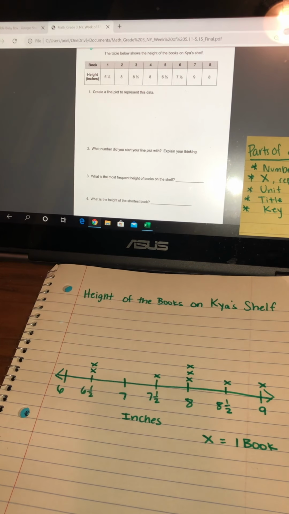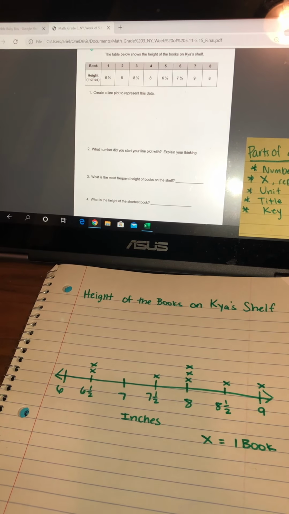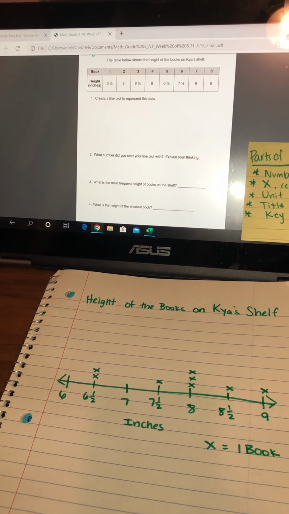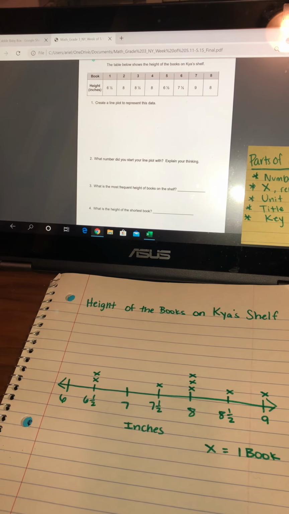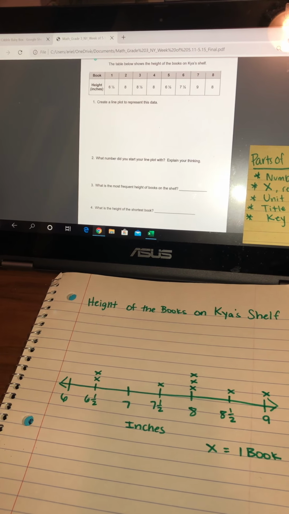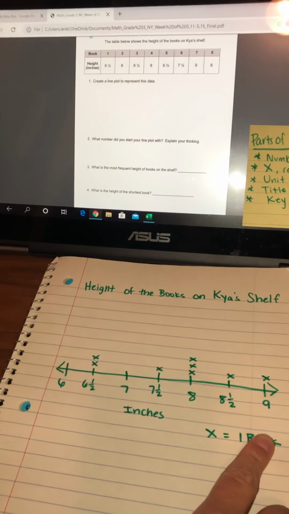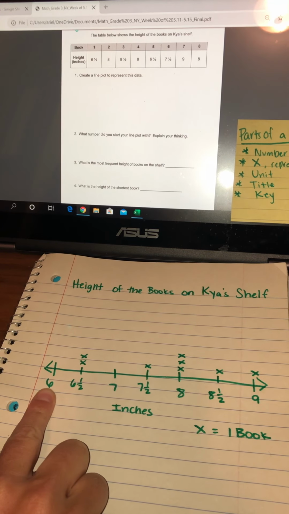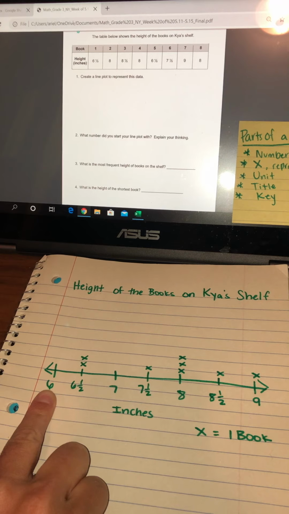So you have to create your own line plot once again, and the table below shows the height of books on Kay's shelf. So I went through the data, and I already created my line plot. This data is not broken up into quarters, it's only broken up into halves.